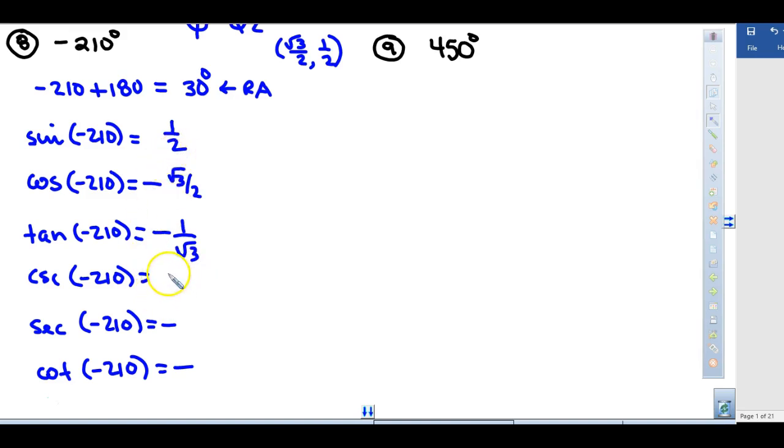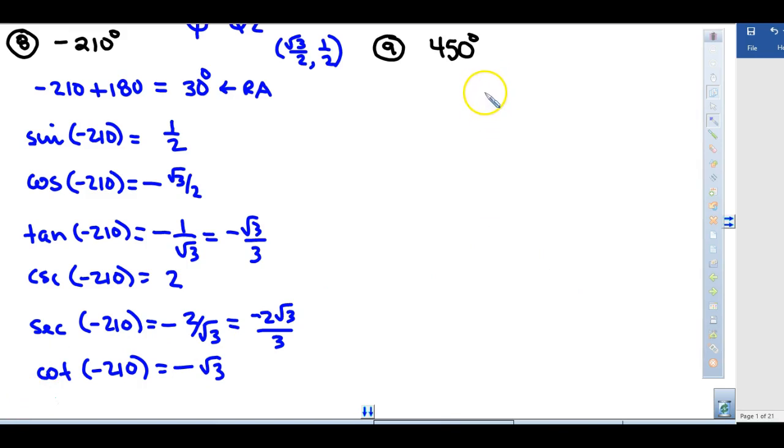Cosecant is the reciprocal of sine. Secant is the reciprocal of cosine. And cotangent is the reciprocal of tangent. And then I'm going to go back and rationalize any denominators that need to be rationalized. It's easier for you to just go ahead and do all your flipping and stuff before you rationalize denominators. That way you don't have to do double work. Okay?